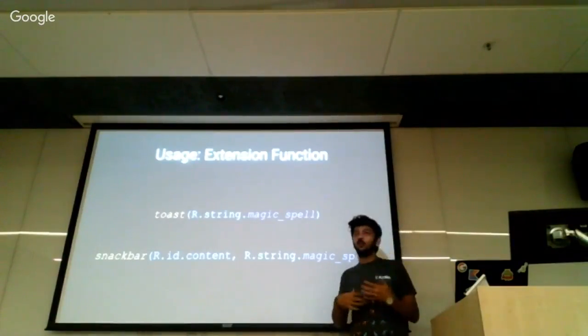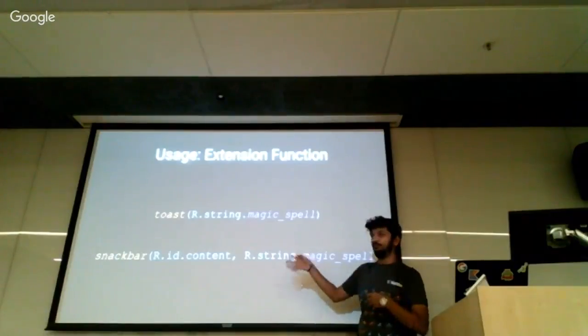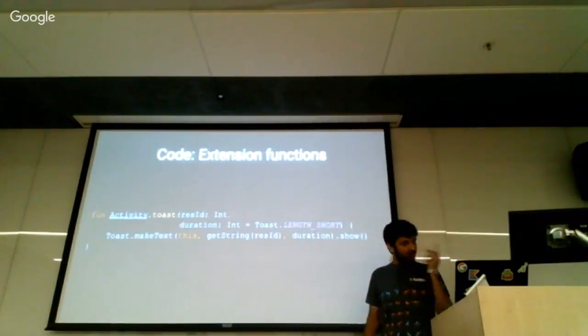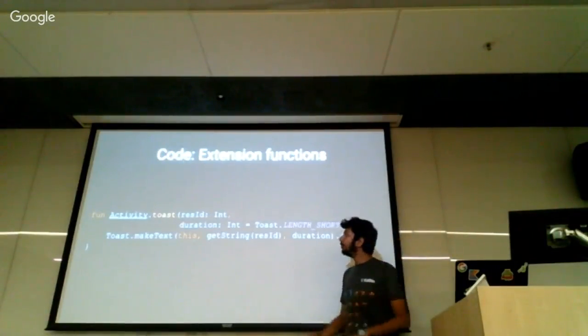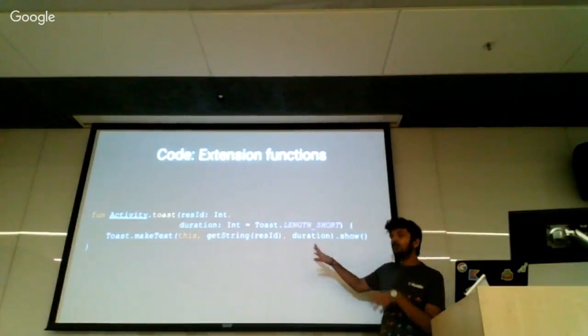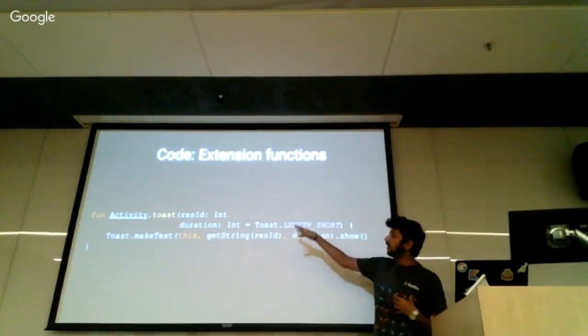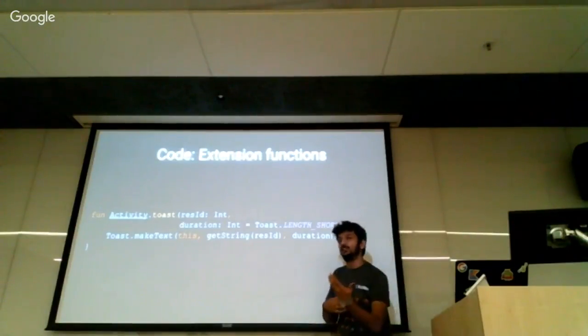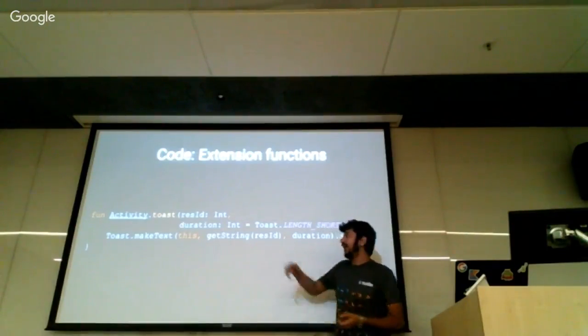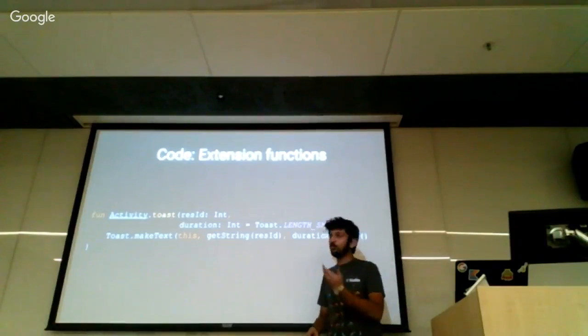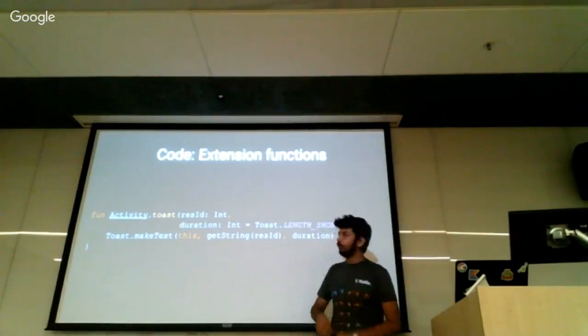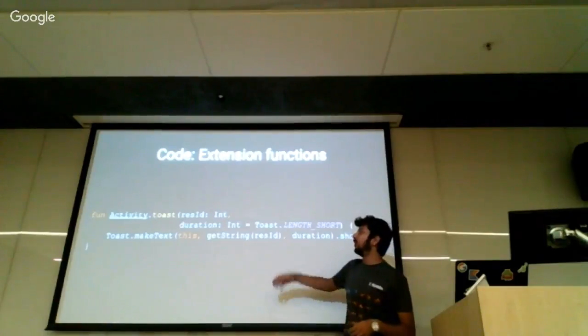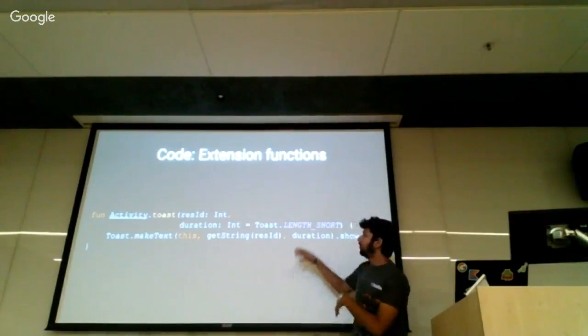So let's look at the code, how we can implement such a method. This is the code to have such a toast method. It is pretty similar to a normal function in Kotlin. It's just that at the front, before the name of the function, we have added the name of the base class on which we are injecting this function, which is Activity, because you want that toast method to be called from an activity, right? So what we did is we injected a toast method into Activity.